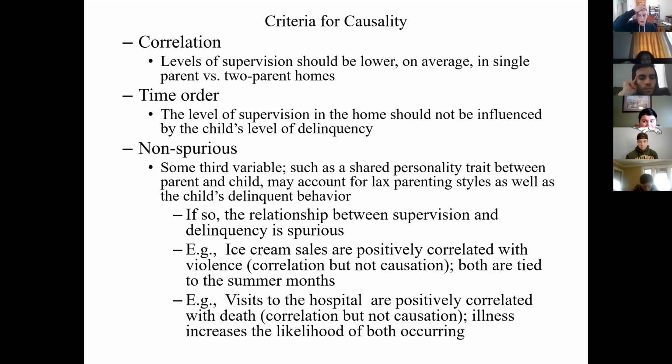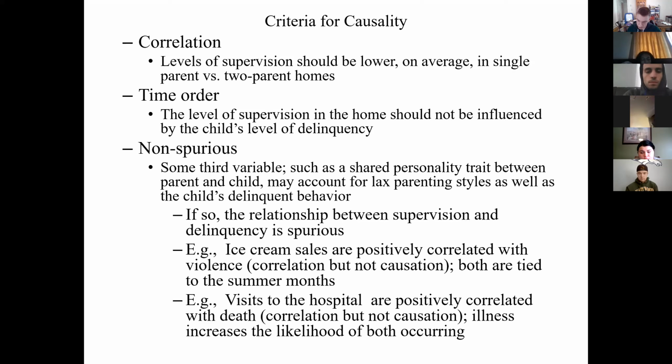Some others that you may use in other classes kind of illustrate why you don't want to just automatically assume a correlation between two things is causation. We know ice cream sales, for instance, are positively correlated with violence. That is, when ice cream sales rise, so do levels of violence rise. We know very well, though, it's not the eating of ice cream that causes people to be violent. Both are tied to the summer months, so both go up. Sales of ice cream go up in summer, and rates of violent crime go up in the summer. It could be a direct result of heat.